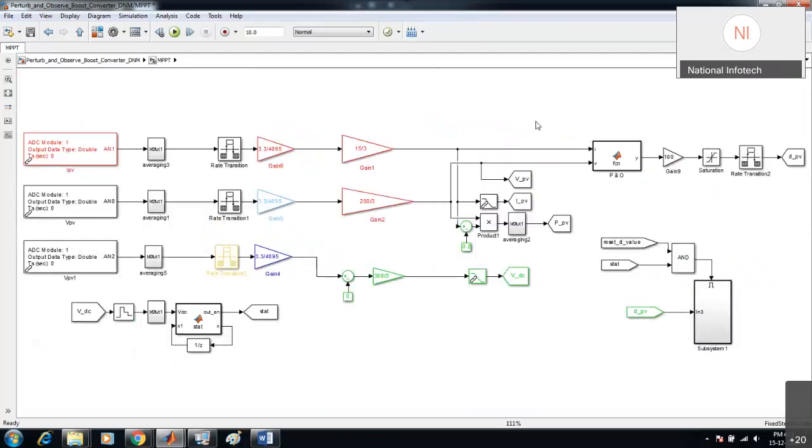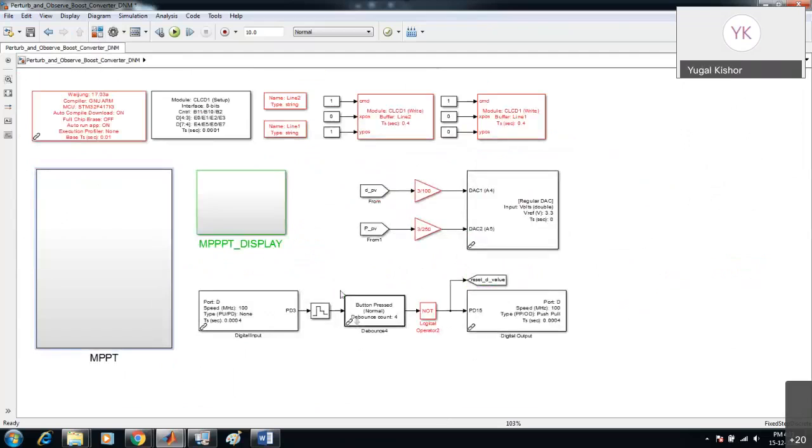So this is clear, right? Yes, sir. There is some functionality, the input button and all of that is given here. On the DAC we are also observing the duty cycle and also the power. Okay. So shall we see the experiment of this? Yes, sir.